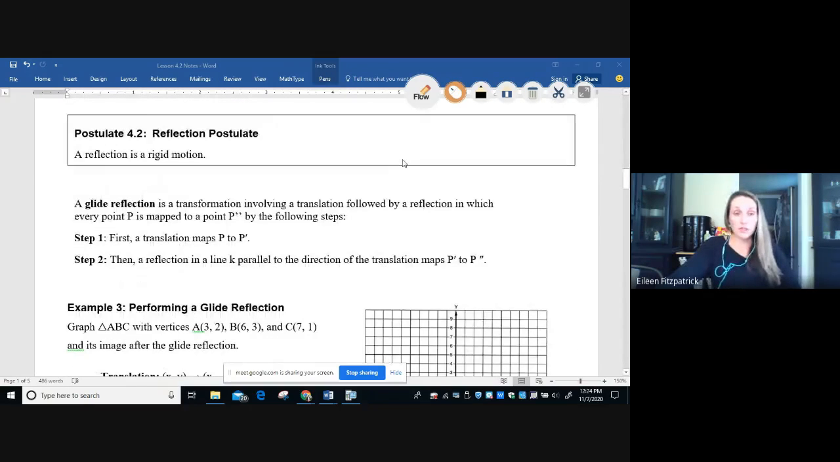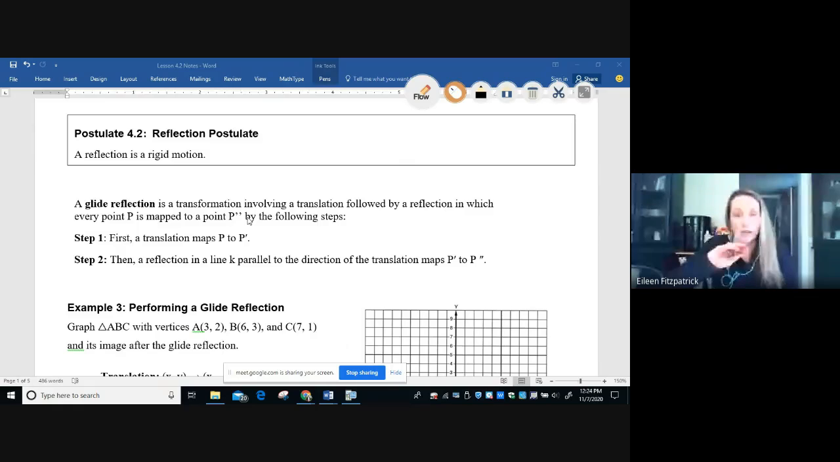A reflection is a rigid motion, as I said at the beginning of class, and we saw in the last lesson. A glide reflection is exactly what it sounds like. You glide first, you translate first, then you reflect. So it is a transformation involving a translation, a slide, followed by a reflection, in which every point P is mapped to a point P double prime because it's moving twice, right?